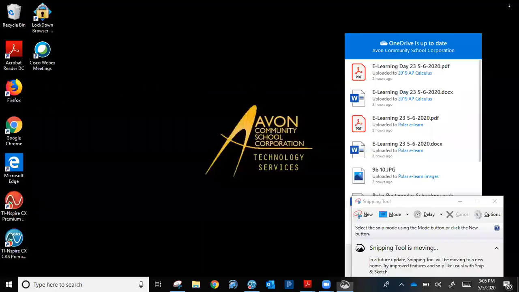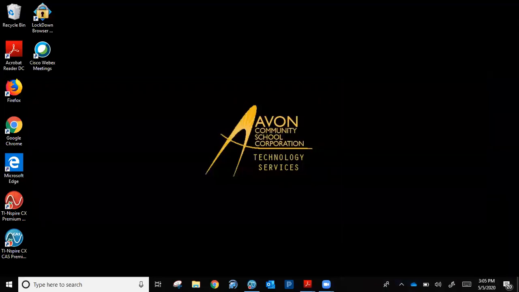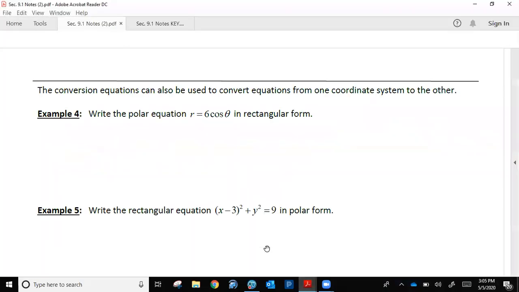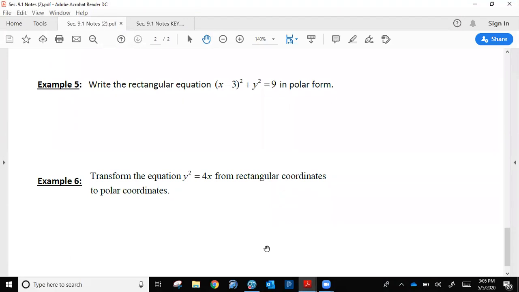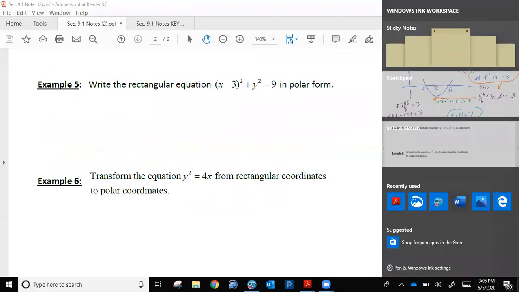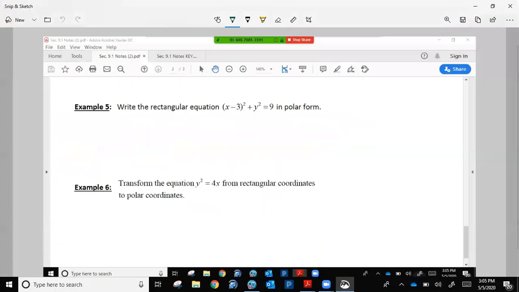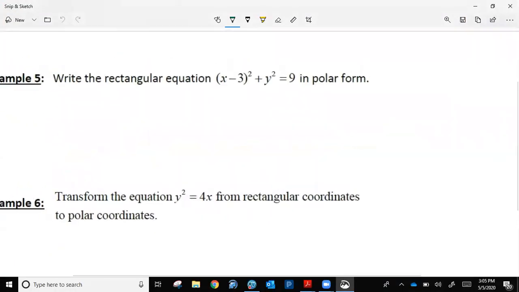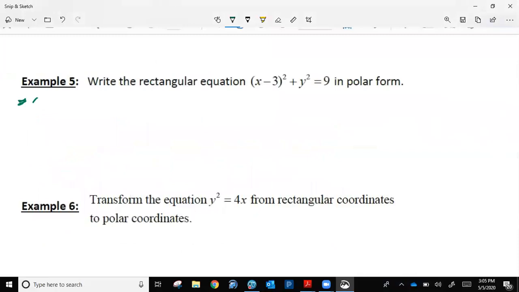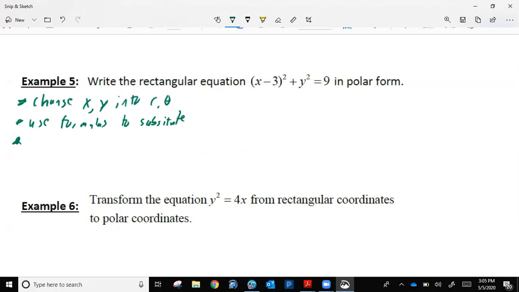All righty. So, other way around. Write the rectangular equation, x minus 3 quantity squared plus y squared equals 9, in polar form. So this time, we want to change xy into r and theta. And again, we're going to use formulas to substitute. And then on these, I do want you to solve for r at the end.